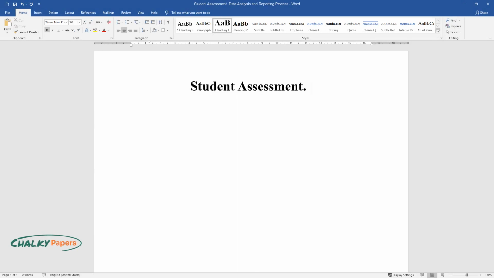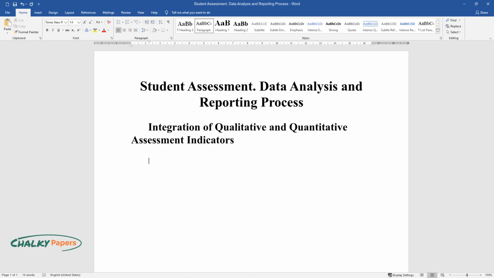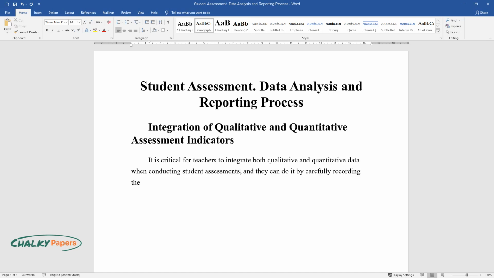Student assessment. Data analysis and reporting process. Integration of qualitative and quantitative assessment indicators. It is critical for teachers to integrate both qualitative and quantitative data when conducting student assessments, and they can do it by carefully recording the results of tests and adding their analytical conclusions.